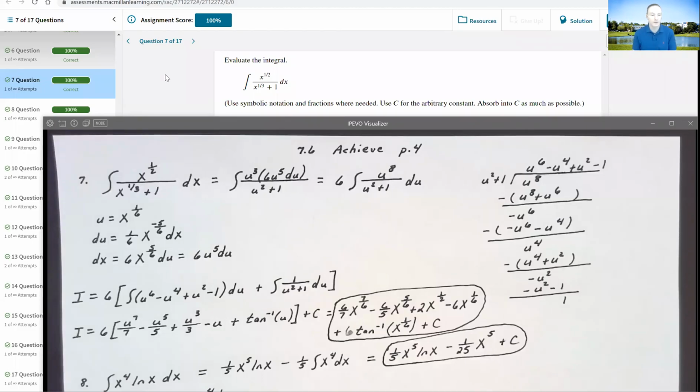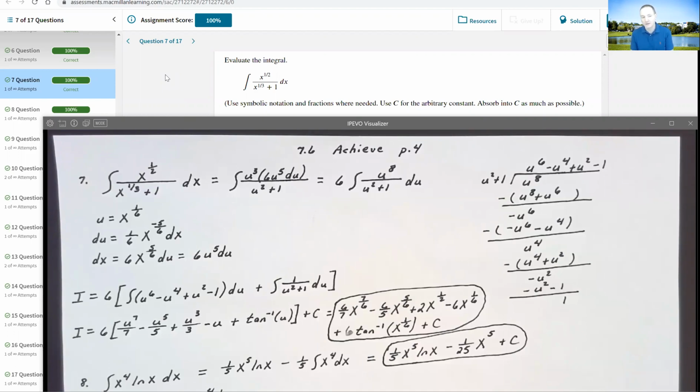In this video, we'll be looking at the remainder of the problems in the 7.6 Achieve assignment. That'll be problems 7 through 17. For number 7, it's a bit of a tricky one. We have the integral of x to the 1/2 divided by x to the 1/3 plus 1. We're trying to integrate that with respect to x.